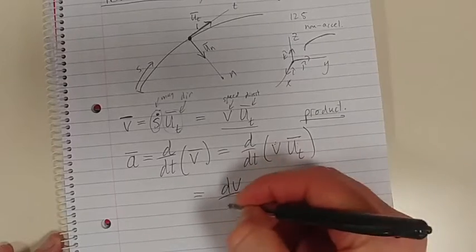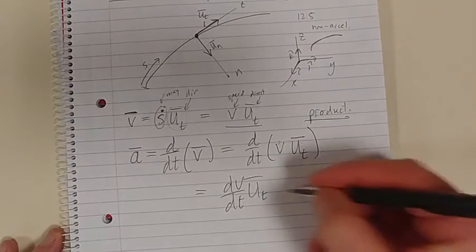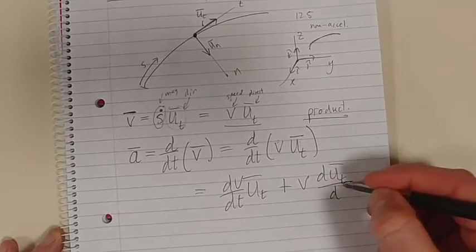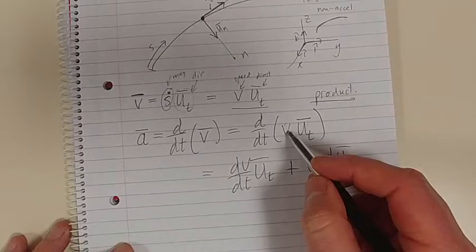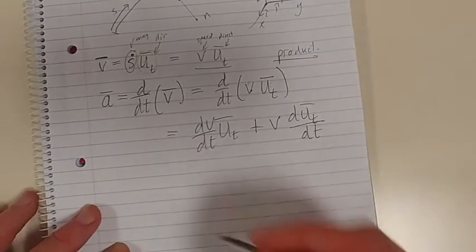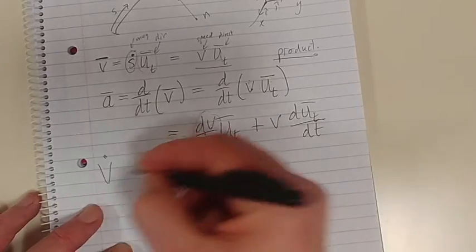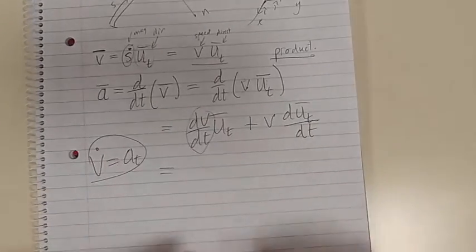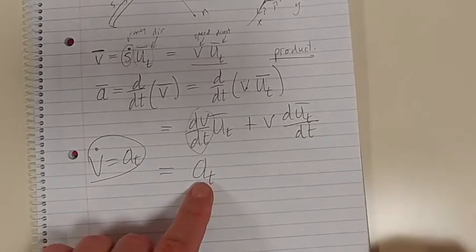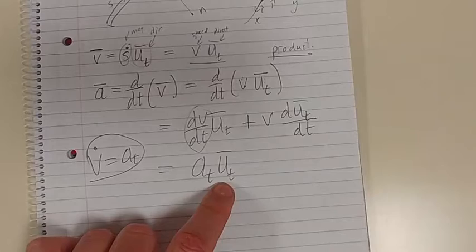Okay, so let's use the product rule to take the derivative of this. It's going to be dv/dt times ut, the derivative of the first thing times the second, plus the first thing times the derivative of the second thing: dv/dt times ut plus v times dut/dt. Okay? And we can see that this is our v dot, which is just our at. dv/dt is v dot equals at. My at is just my change in speed, and that is in the tangential direction.